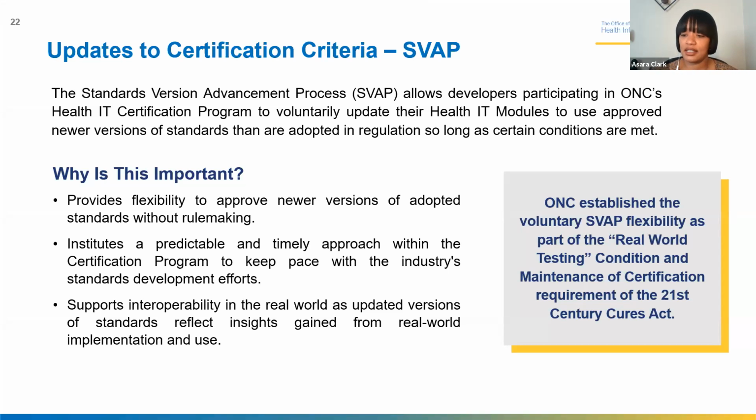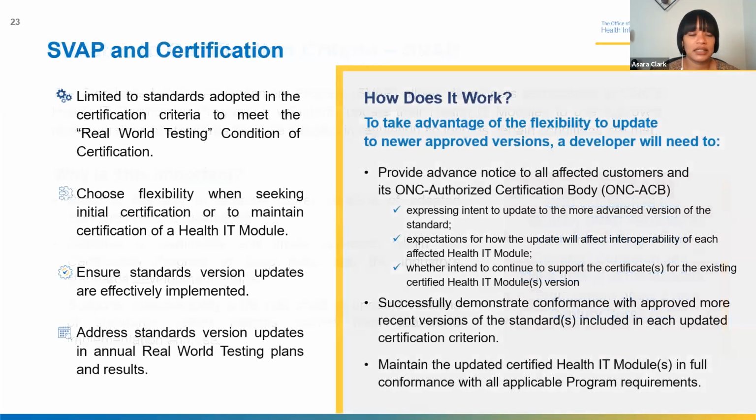Okay, it institutes a predictable and timely approach within the certification program to keep pace with industry's standards development and advancement efforts. And it supports interoperability in the real world as updated standards reflect insights gained from real world implementation and use. So we established this flexibility to address ONC's program requirements holding folks back from being able to advance with industry norms. And we're excited to be able to share with you the process for doing so. So how does all of this work? All right.